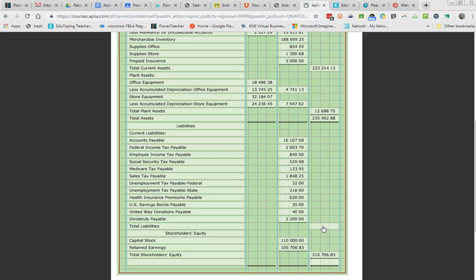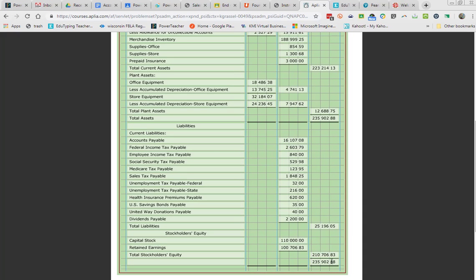So my total liabilities that I got was $25,196.05. If I add that to 210,706.83, I get 235,902.88. Right there, I do a happy dance. Why?